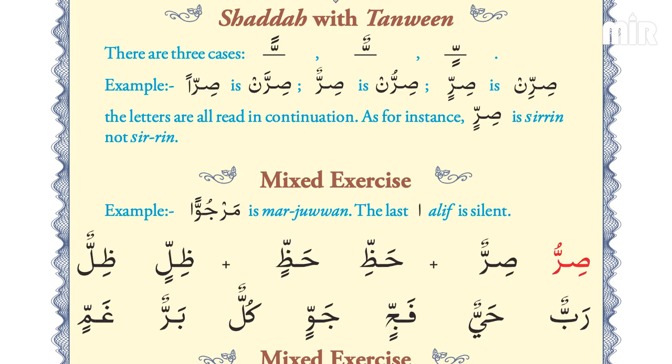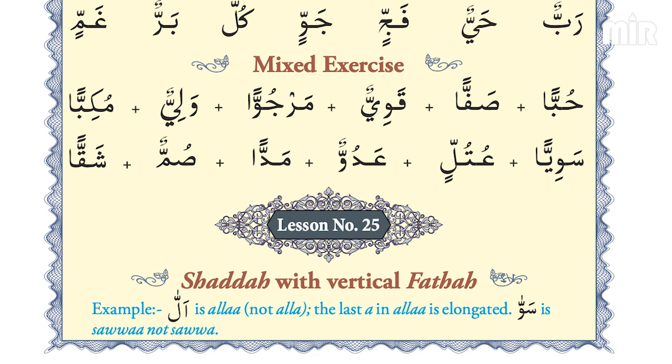Sirru, sirrun, hazzi, hazzin, zillin, zillun. So this is how we are going to read them. And another mixed exercise is hubban, saffan, qawiyyun, marjuwan, waliyun, mukibban. So this is the way to read them.